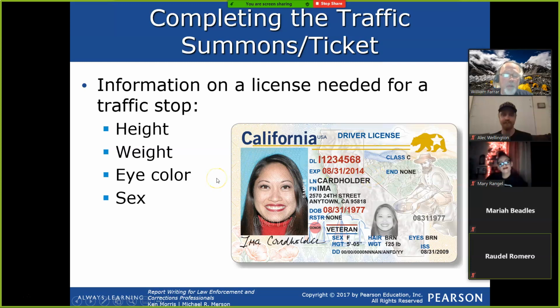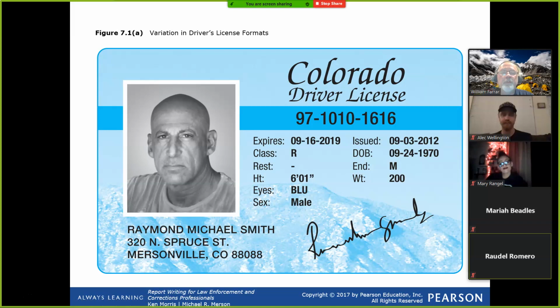And then they have the issue date, a signature, and that's typically what a California license looks like. I know the textbook gave you some different ones. The ones the textbook gave you are okay, but typically the same thing. It's going to have the state, your license number, the class. Again, I don't know what R is in Colorado, but height, weight, these are things that you should look at when you're pulling someone over.